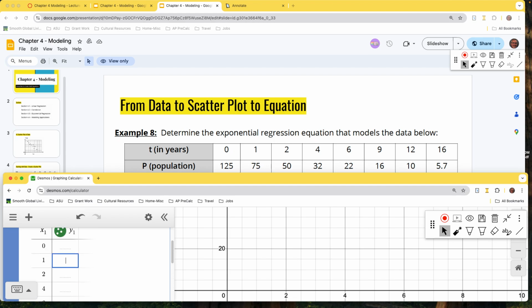And I'll come back and put in the Y values: 125, 75, 50, 32, 22, 16, 10, and 5.7. So I've got my data in there.